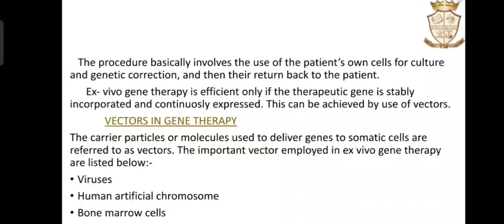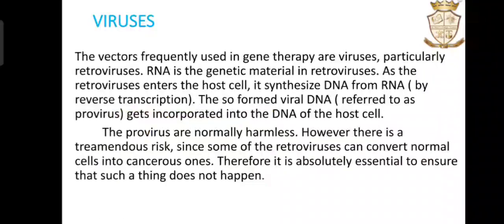Ex vivo gene therapy is efficient only if the therapeutic gene is stably incorporated and continuously expressed. This can be achieved by use of vectors. Vectors in gene therapy. The carrier particles or molecules used to deliver genes to somatic cells are referred to as vectors. The important vectors employed in ex vivo gene therapy are listed below. Viruses, human artificial chromosome, bone marrow cells.